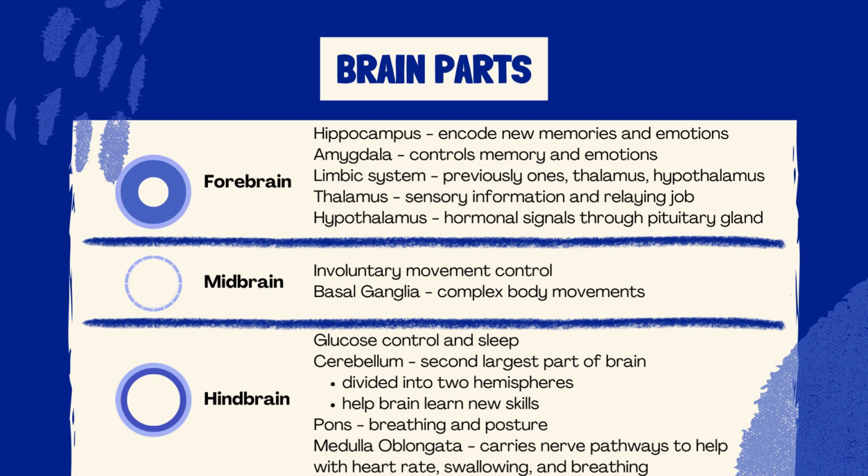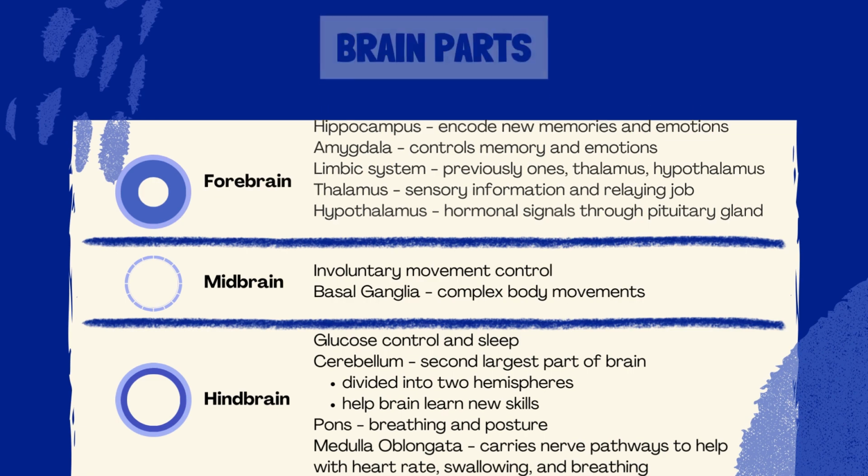The midbrain involves involuntary movement control and the basal ganglia, which controls complex body movements. The hindbrain controls glucose levels and sleep. The cerebellum, which is part of the hindbrain, is the second largest part of the brain after the cerebrum. Just like the cerebrum, it's divided into two hemispheres and connected by a nerve tract, and it helps the brain learn new skills. The pons are crucial for breathing and posture. Medulla oblongata, also part of the hindbrain, carries nerve pathways to help with the heart rate, swallowing, and breathing.